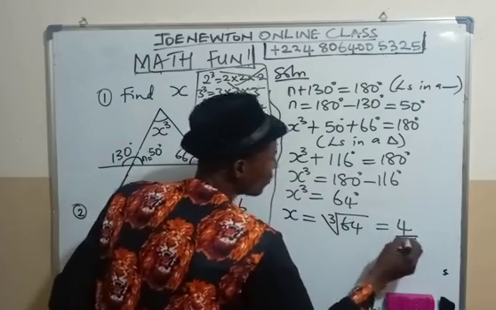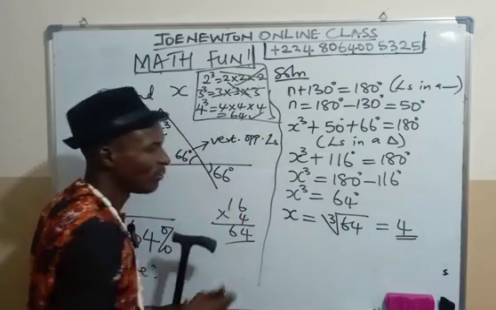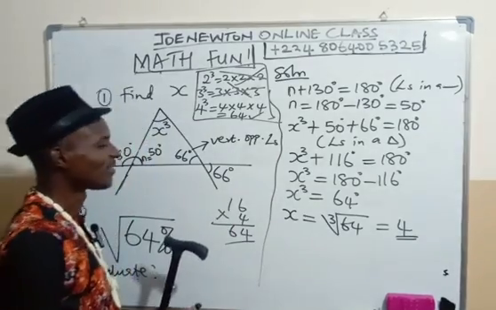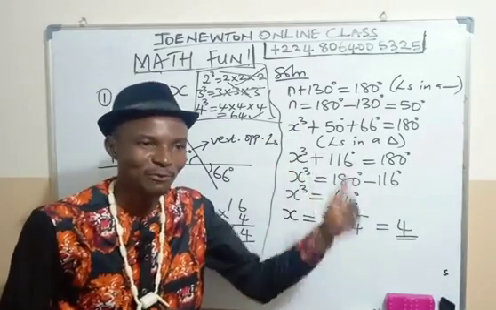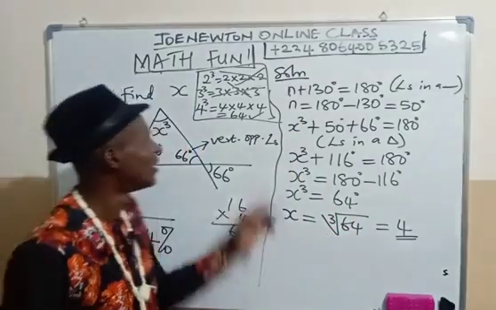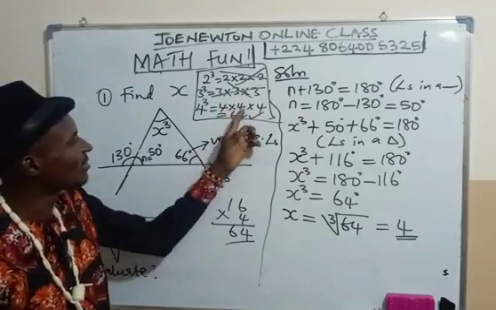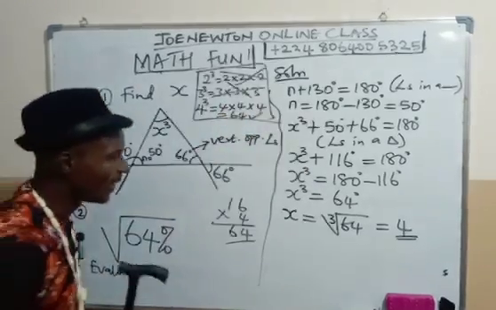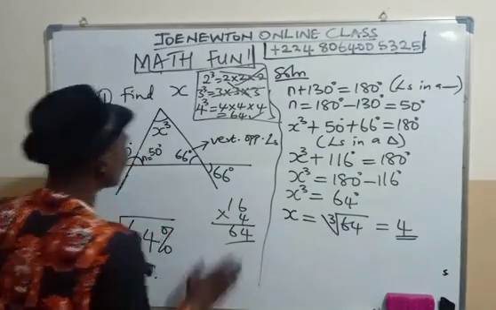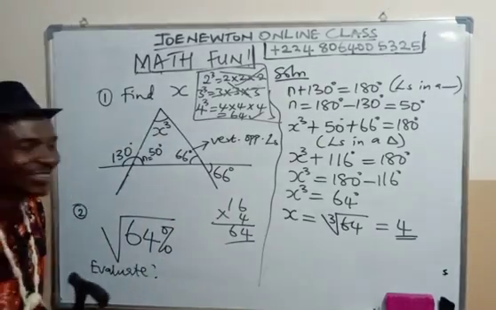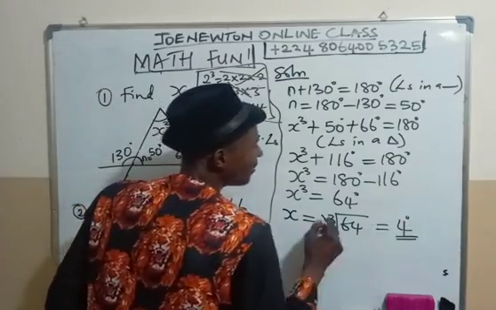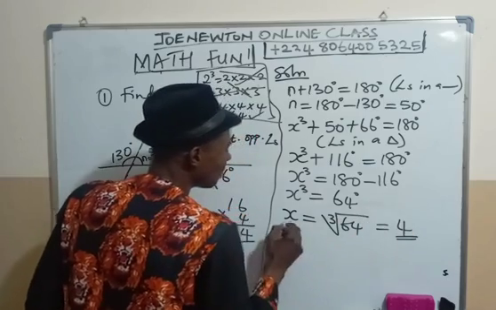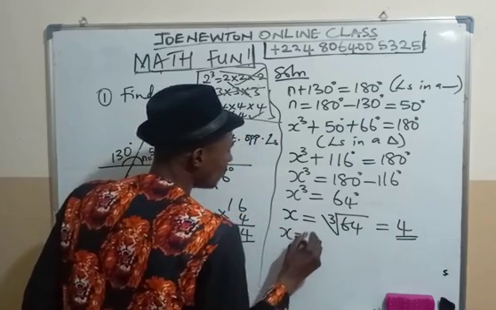Therefore, our x is equal to what? 4. Because 4 raised to the power 3 gives us what? 64. Very simple. That is 4 times 4 times 4 gives us 64. Like we see here, 4 times 4 is 16, 16 times 4 is 64. Okay, so our x is what? 4. So our x is 4. As the case may be, I can say that x is equal to 4.